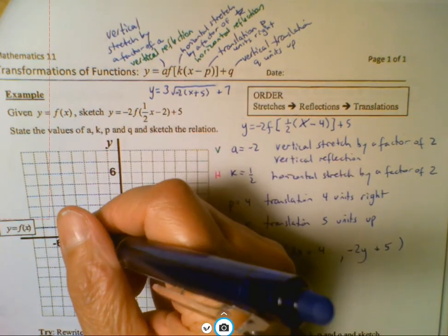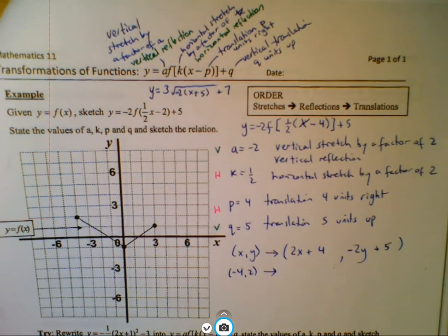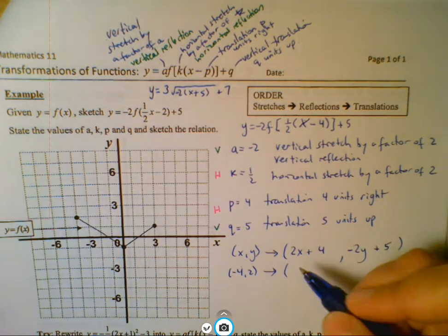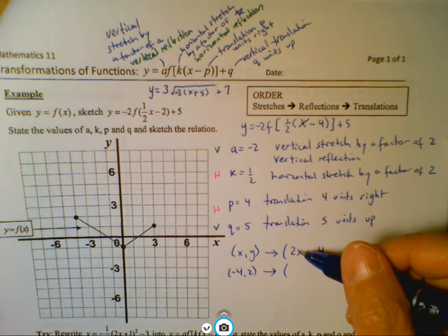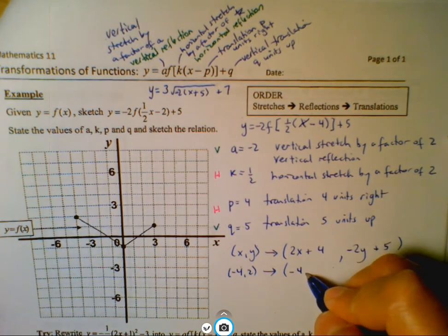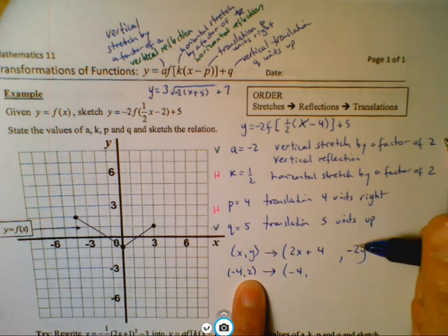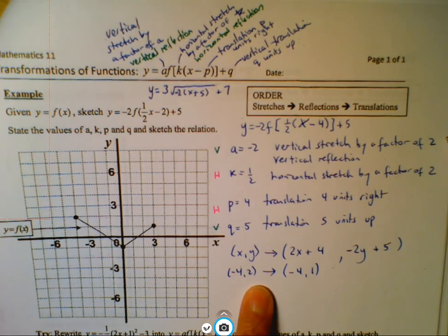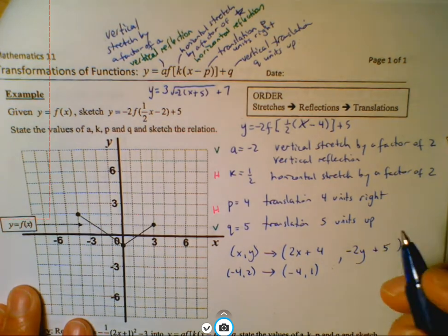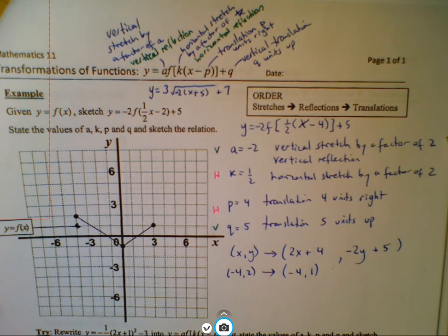So if I take any point that's here, so negative 4, 2, I can find out what the new point is by substituting this x and y into here. So that would be 2 times negative 4, which is negative 8, plus 4. So that's negative 4. And negative 2 times 2 is negative 4, plus 5 is 1. So the point negative 4, 2 becomes negative 4, 1. Comes over here.